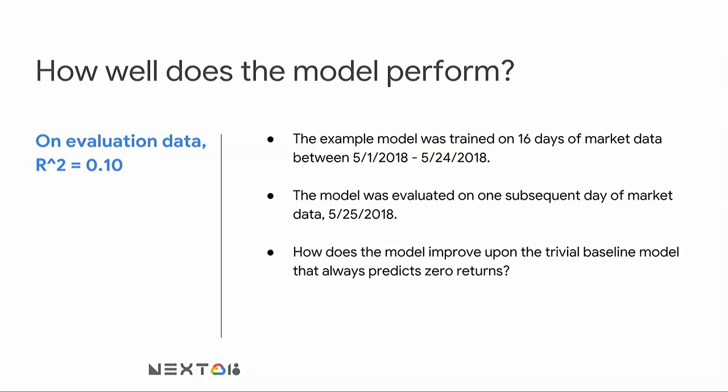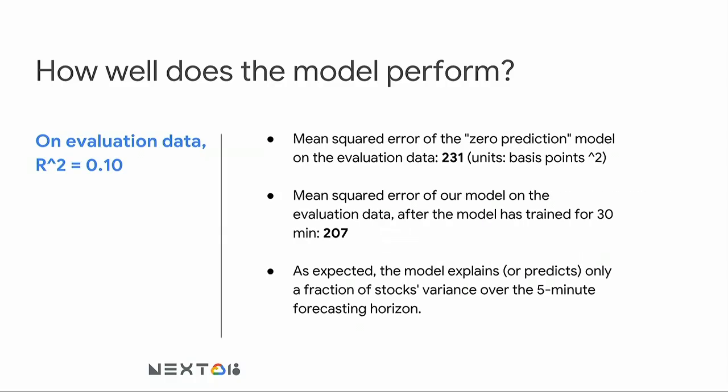OK, so this is what we did. For this example, we trained the model on 16 days of Thomson Reuters market data between May 1st and 24th. And we evaluated the model on 1 day of market data, May 25th. So you can see that the evaluation data should always be after the end of the training data. You don't want to have any look-aheads here. And we're using R-square as a measure of the quality of the model. What is R-square? Approximately, it tells you how good is the model compared to a trivial model that always predicts 0 returns. So for this particular example, R-square was 0.1, which means that the model was useful.